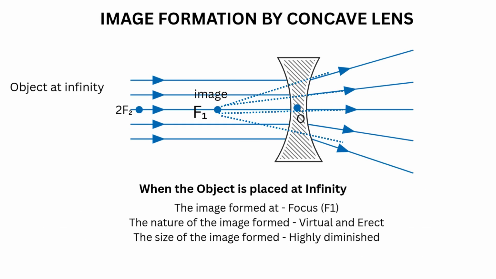Image formation in concave lens. For concave lens, the light rays diverge as if they are coming from a point called the focus, F1, on the same side of the lens. If we keep the object at any position, the image formed shall be between F1 and O, and the image will be virtual, erect, and smaller in size.